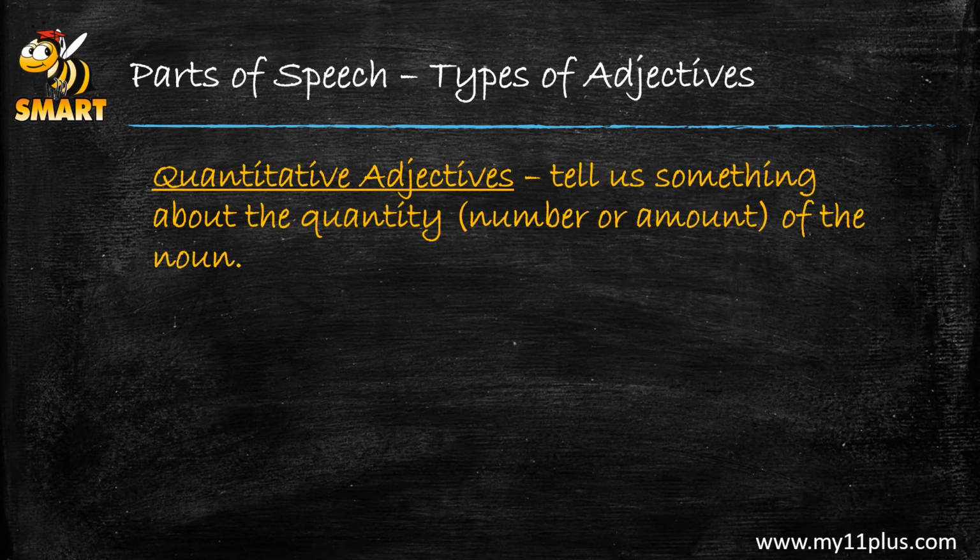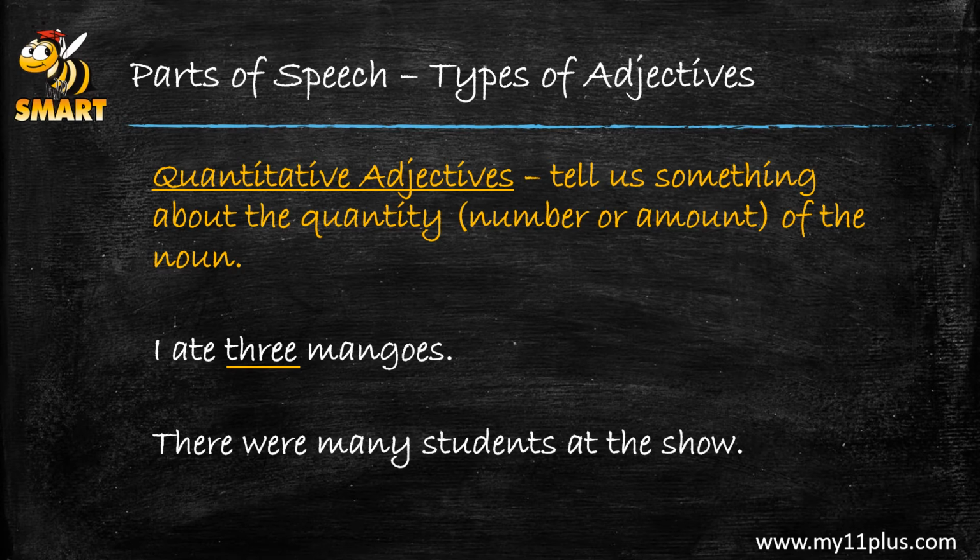Quantitative adjectives tell us something about the quantity, that is the number or amount of the noun. Let's look at an example. I ate 3 mangoes. In that sentence, the adjective is the word 3. It tells us the number of mangoes that I ate. Another sentence, there were many students at the show. And the adjective in here that tells us something about the quantity of students at the show is the word many.